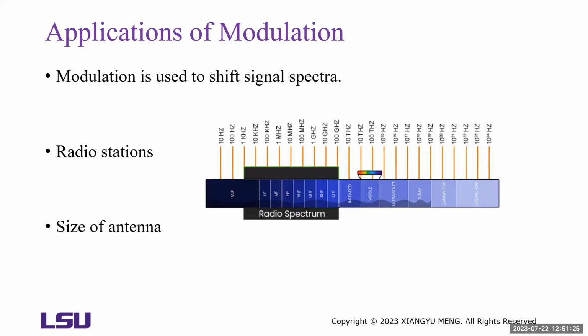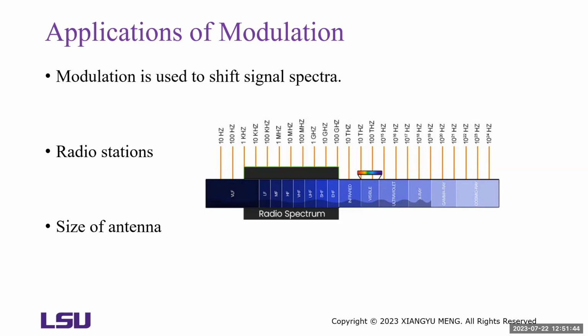Let's discuss the applications of modulation. Modulation is used to shift the signal spectrum. There are some situations that call for spectral shifting. I will give you two examples. The first example is related to radio stations.